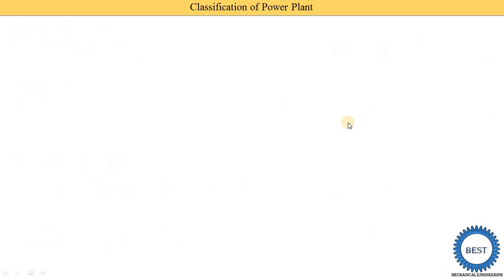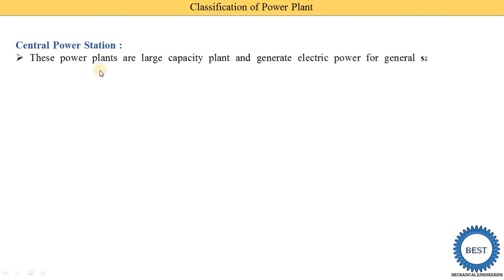Now next we understand the other two terms, starting with the central power station. The power plant is a large capacity plant and generates electric power for general sale to all consumers. Central power plant means the power plant is installed for supplying power to all consumers. All consumers means they supply power to industries, to residences, and for commercial use. That is called the central power station. The electricity coming to our home comes from the central power station.